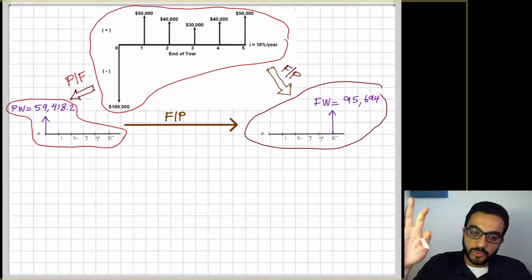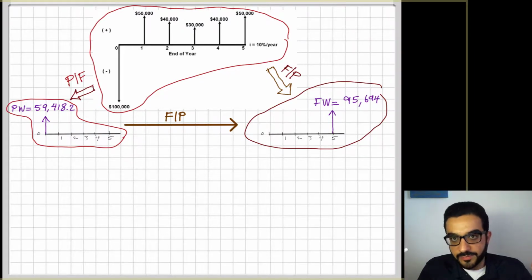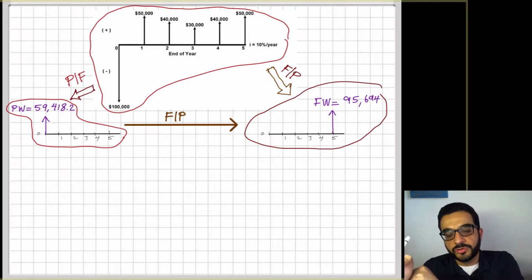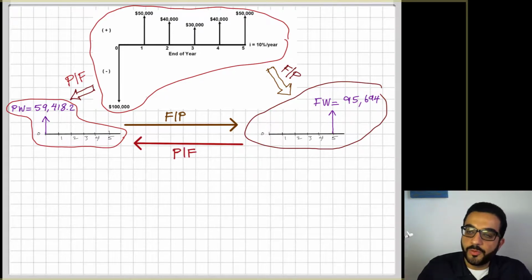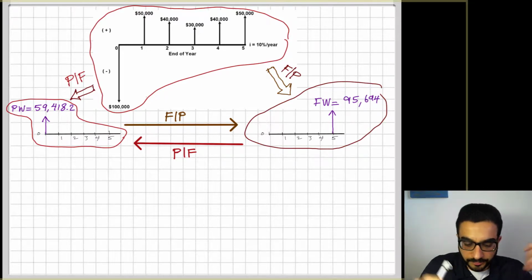The future worth is squeezing all the value of the cash flow into a value in the future. These two values are equivalent, and the relation between them is: if I move the present to the future, I multiply it by F given P, or I can bring the future to the present by multiplying it by P given F. I'm given the F and I need P.